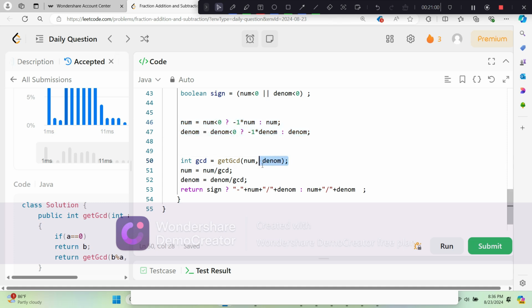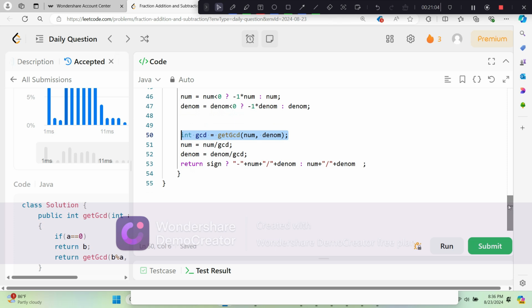Now we are taking the GCD value, the same function which you already used. Now we are dividing numerator and denominator by the GCD. And finally see here, if sign is negative, then we are appending, initially we put this minus sign, and then num, and this divide sign, and then denum. If it is not negative, then we are taking the positive value only, and we are returning it.